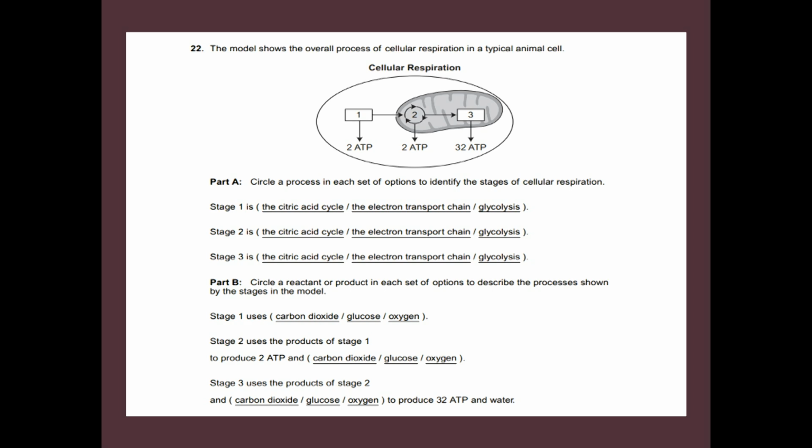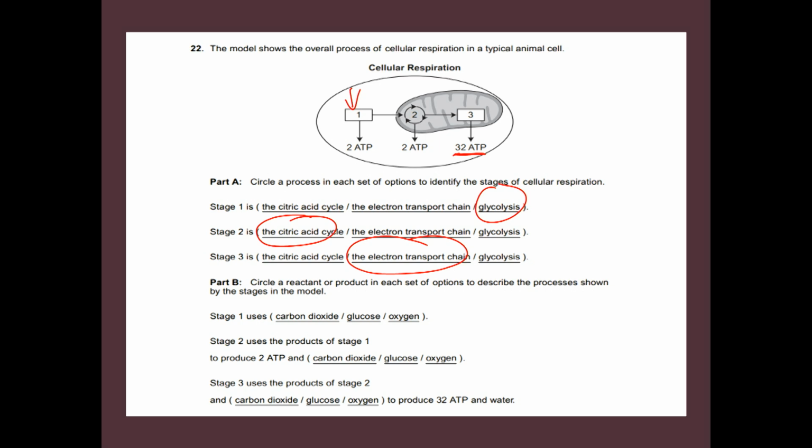All right, this says, the model shows the overall process of cellular respiration in a typical animal cell. Circle a process in each set of options to identify the stages of cellular respiration. Okay, so step 1 is going to be glycolysis. We always start with glycolysis. That is out in the cytoplasm, and that is our first step. The next thing that happens is going to be the citric acid cycle. Okay, so that's stage 2, and then stage 3 is the electron transport chain. The electron transport chain is how we make most of our ATP. You can see we make 32 ATP through that electron transport chain.